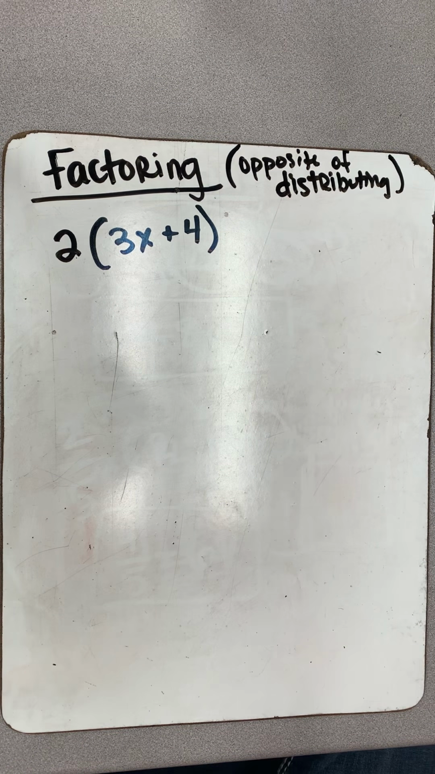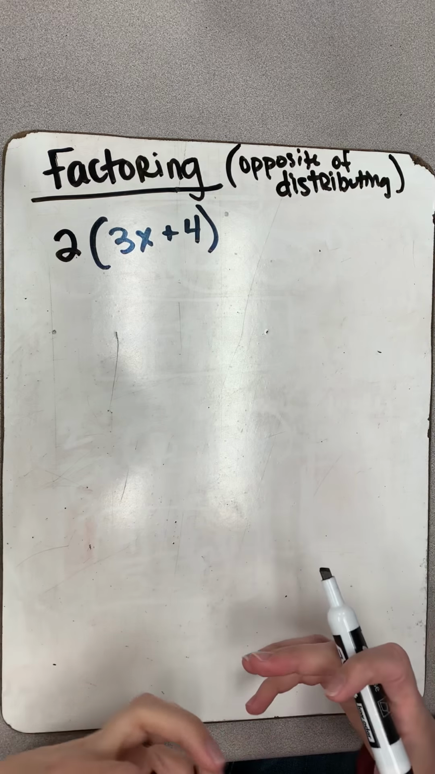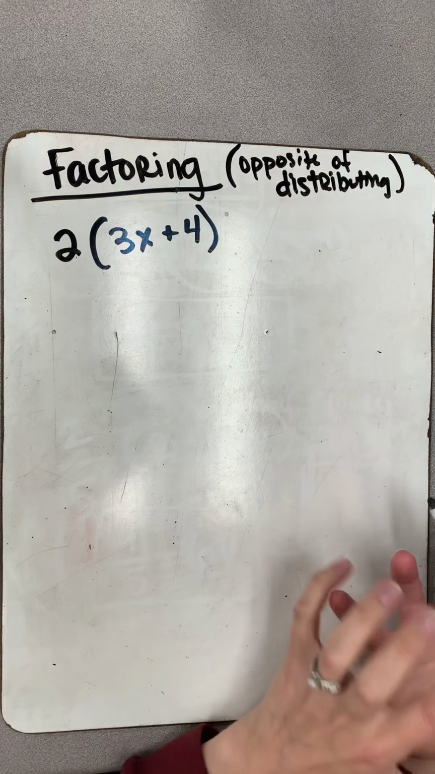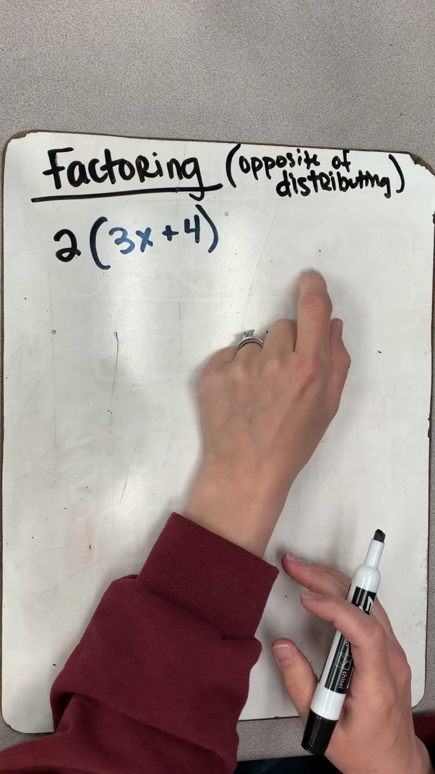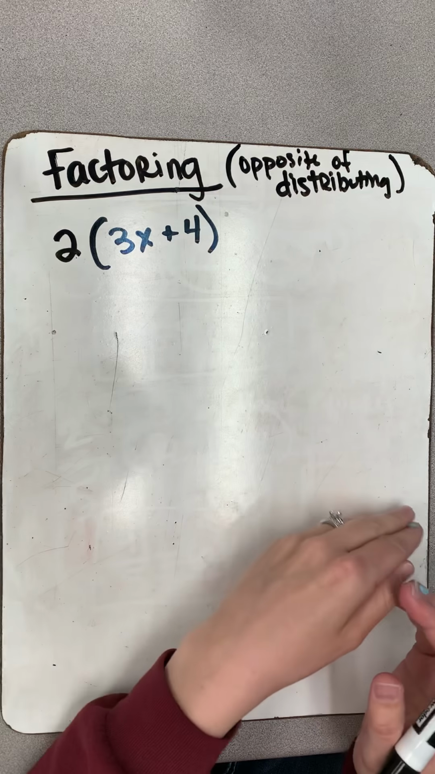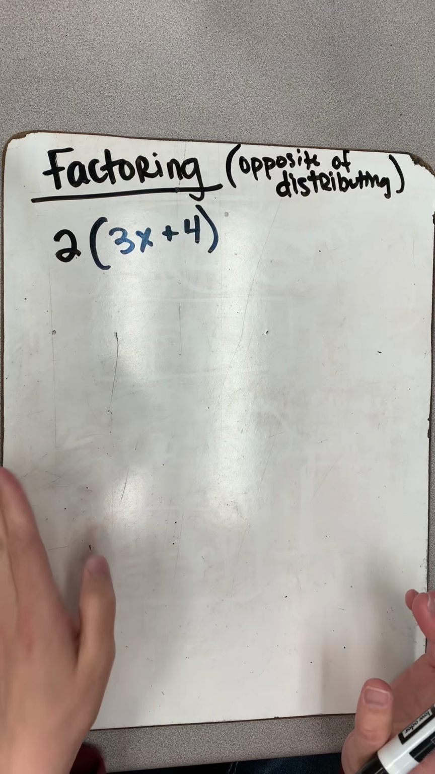All right, you guys. So we did distributing a little while ago, and I tell you guys in math there are opposites in everything, right? So if we can do something, we can undo it by doing its opposite. Well, factoring is actually the opposite of distributing, and so I want to go through this and show you how to distribute and then how to undo distributing, which would be through factoring.